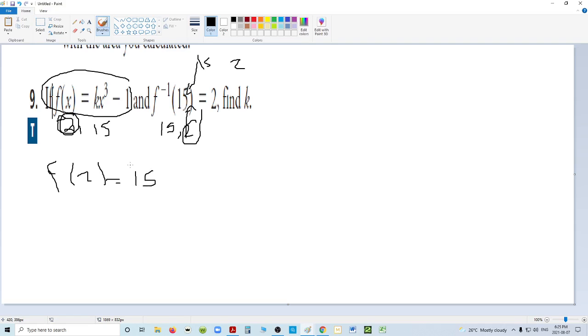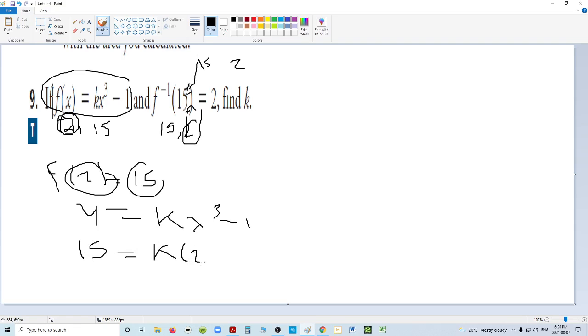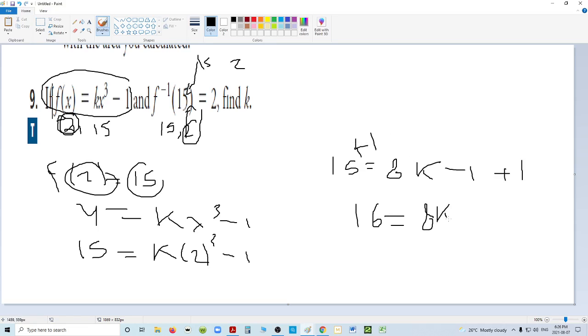Okay, that's interesting. Which means if I rewrite this first equation in terms of y, y is equal to kx cubed minus 1, but I have a valid y and a valid x, so I can rewrite it as 15 is equal to k times 2 cubed minus 1. What's 2 cubed? It's 8, so I get 15 is equal to 8k, the missing variable, minus 1. Now I'm just trying to get k all alone, so I add 1 to both sides and get 16 is equal to 8k. Now I divide by 8 on both sides, and I get k is 2.